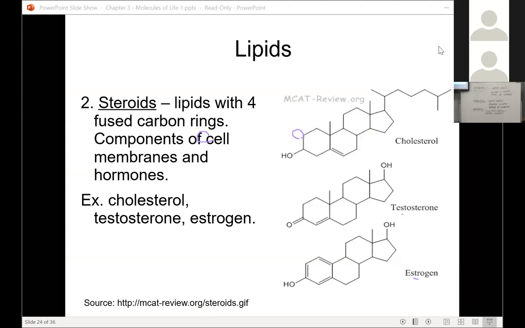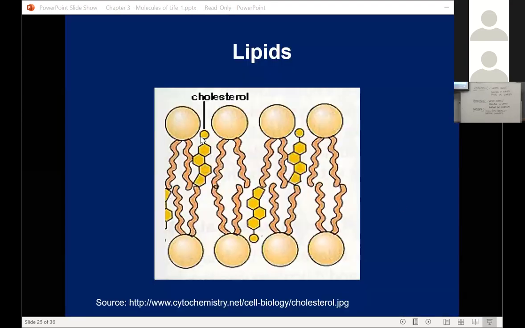Again, we look at cholesterol. There's a hydroxyl group here. Hydroxyl is polar, so it's going to want to interact with the phosphate head, and the rest of the molecule is very hydrophobic. It's going to interact with the fatty acid tails. So it inserts itself like this, with the hydroxyl here and the 4 rings interacting with the fatty acid tails. That fused 4-ring structure is planar, so it's very flat and very rigid. It can help to provide some structural support to the fatty acid tails in the phospholipid bilayer.